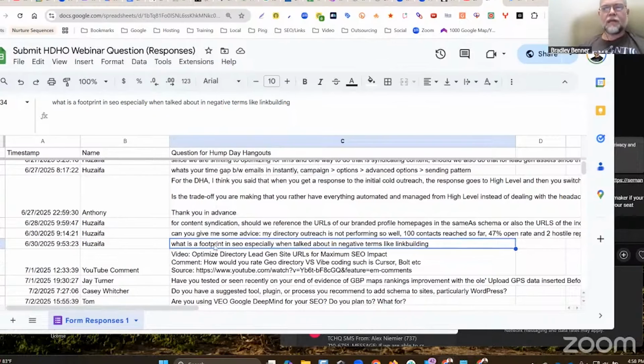Expanding your entity footprint or your brand footprint is a benefit if done correctly. That's what we were talking about earlier, so I'm not going to rehash that.